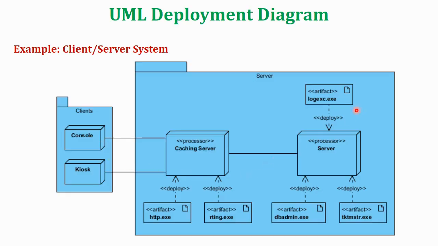Here the entire operation is represented using the deployment diagram. Some artifacts are attached or associated with the cache server, and some other artifacts are associated with the servers, for example, admin and log. These are all associated with the servers.